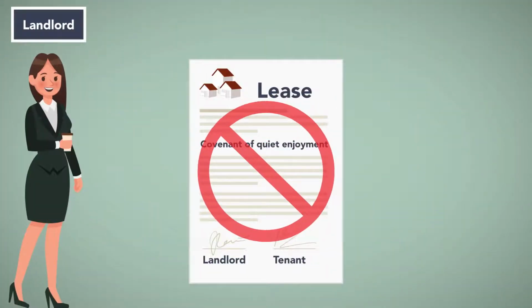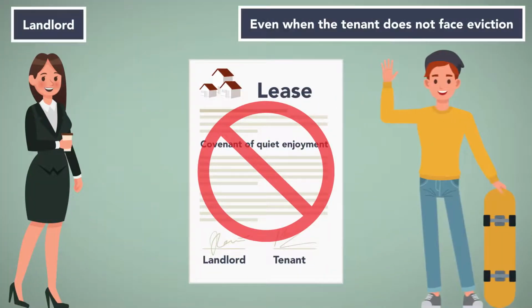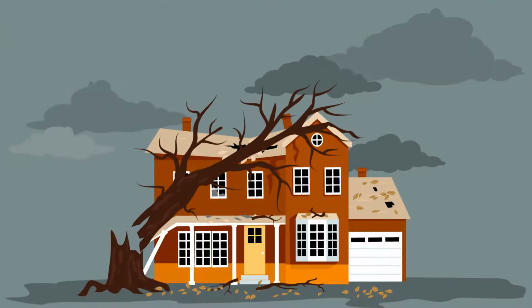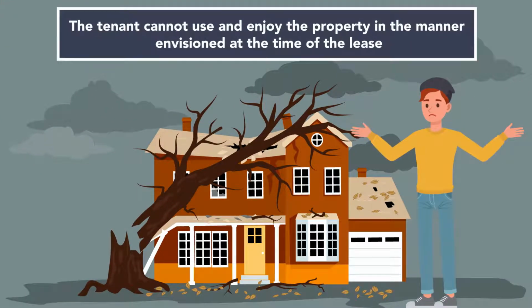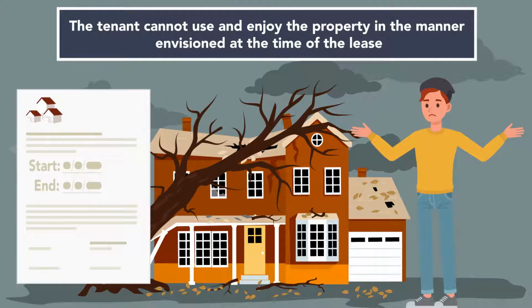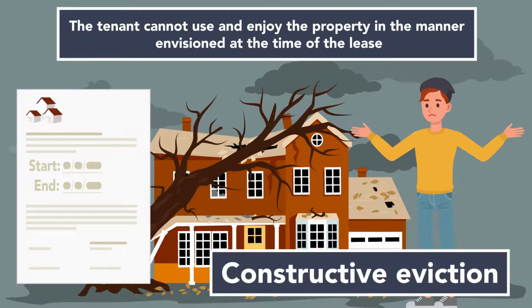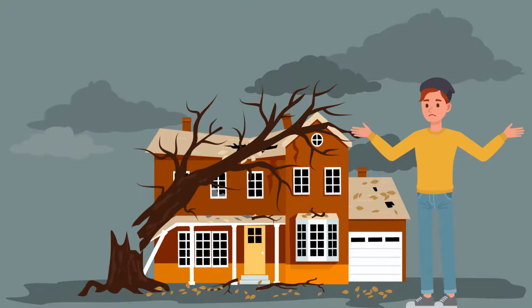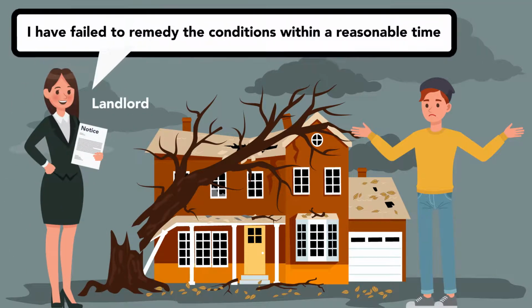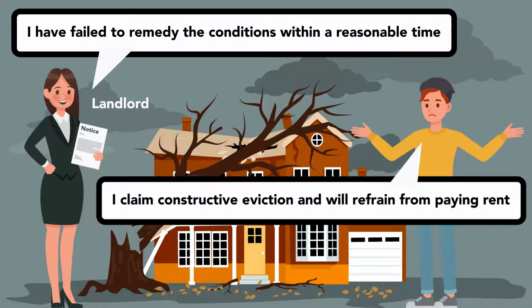Under certain circumstances, the landlord may breach the covenant of quiet enjoyment even when the tenant does not face eviction. If the conditions of the property are such that the tenant cannot use and enjoy the property in the manner envisioned at the time of the lease, this is known as constructive eviction. If these conditions endure after the tenant has given notice and the landlord fails to remedy the conditions within a reasonable time, the tenant may claim constructive eviction and refrain from paying rent.